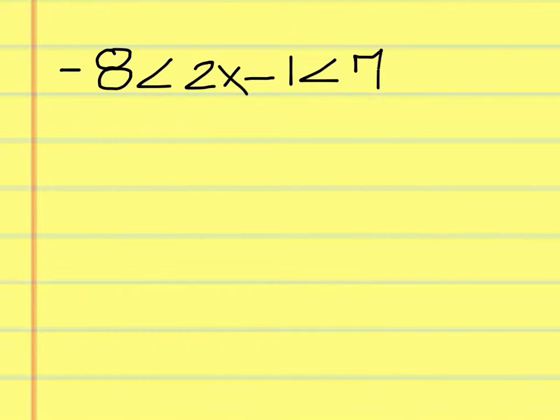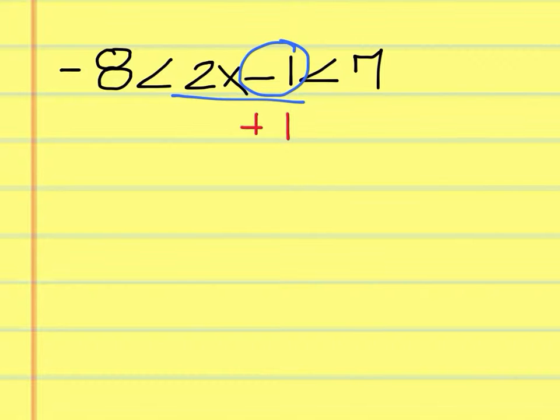We want to solve the compound inequality of negative 8 less than 2x minus 1 less than 7. There are two different ways that you can do this. Here is the first way. You want to get x by itself, here in the middle. You have to get rid of this minus 1 to start with. So you can add 1 there to cancel it out.